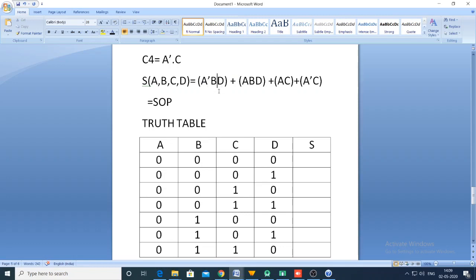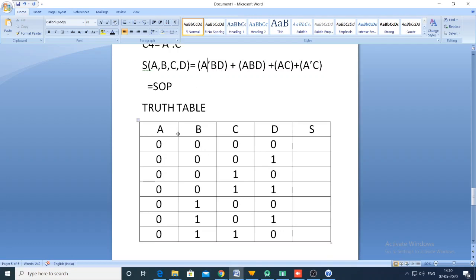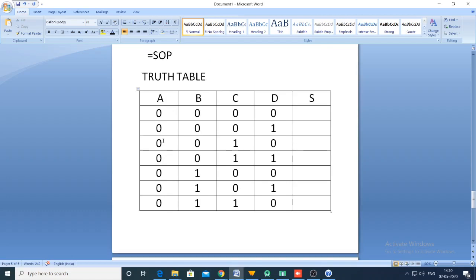How? If I take B 1, D 1, okay, but A, I should not take it as 1, because if I take 1, inverted value 0 will come. So 0 I should take. So if I take A 0, B 1, D 1, then result will be 1. So A 0, B, D 1, we have to look into the truth table.